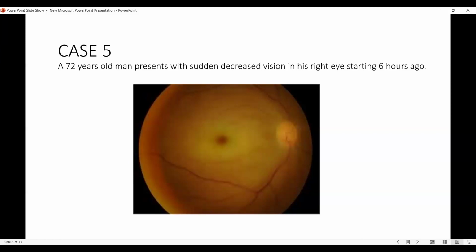So I need to take a history for jaw claudication and scalp tenderness. Other important things systemically would be to check the pulse, as the patient may have atrial fibrillation, which can be picked up from the pulse. I should auscultate the carotid. And I should get an ECG done, as well as blood tests for ESR and CRP.